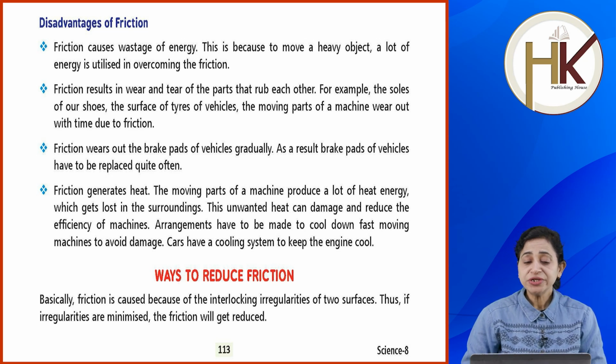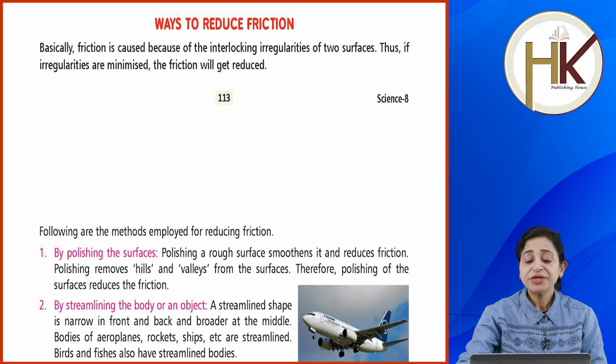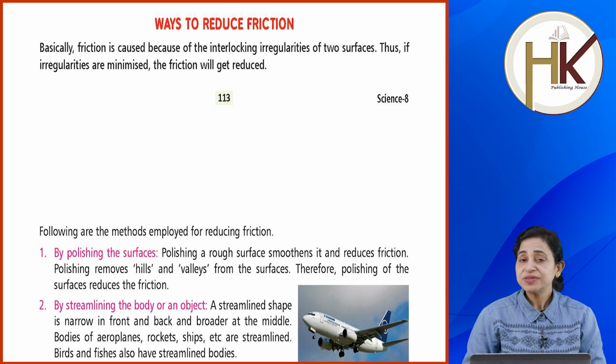Ways to reduce friction. Basically, friction is caused because of the interlocking irregularities of two surfaces. Thus, if the irregularities are minimized, the friction will get reduced. Following are the methods employed for reducing friction. Number 1, by polishing the surfaces. Polishing a rough surface smoothens it and reduces friction. Polishing removes hills and valleys from the surfaces. Therefore, polishing of the surfaces reduces the friction.